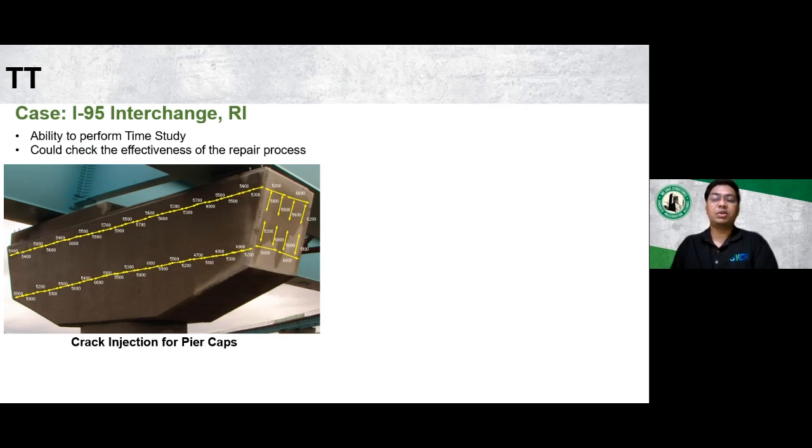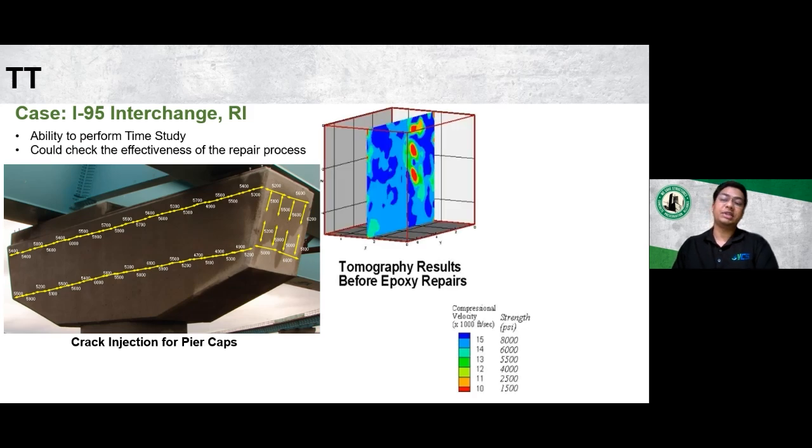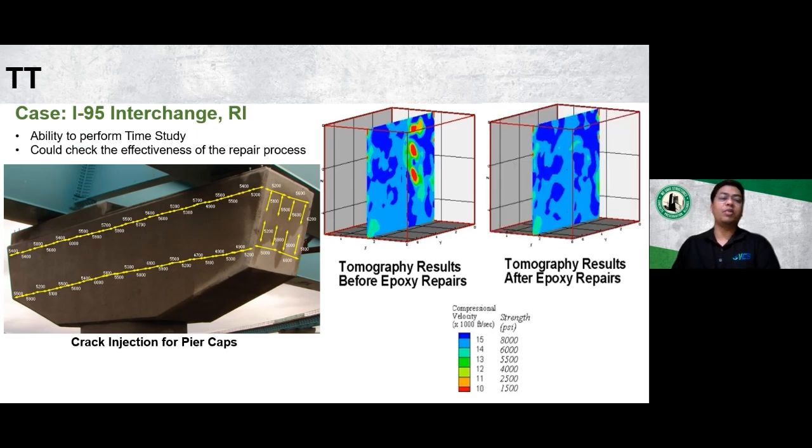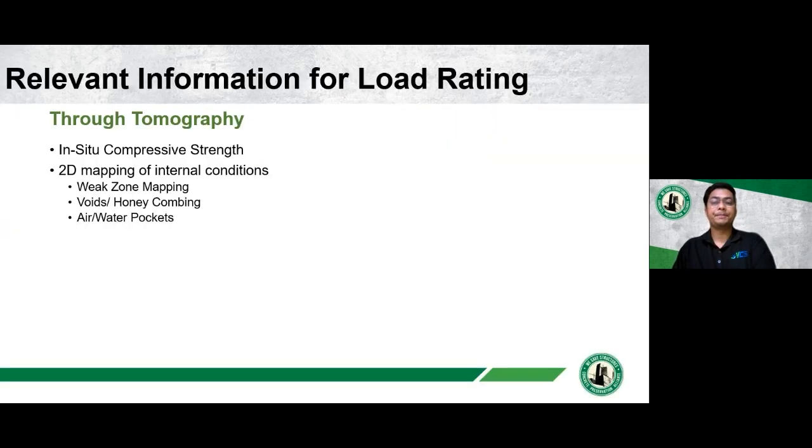And a good example of this could be an I-95 interchange in Providence, Rhode Island, where crack injections were undertaken for the pier caps and the columns, and the tomography data was collected before and after the epoxy injections. And this is how the tomogram looks before the epoxy injections were made. And this is after the epoxy injections were made. And the difference is clear as night and day, where the weak zones are significantly minimized, if not eliminated, as suggested by the increased strength. So with a time study, you can also check the effectiveness of the repair process.